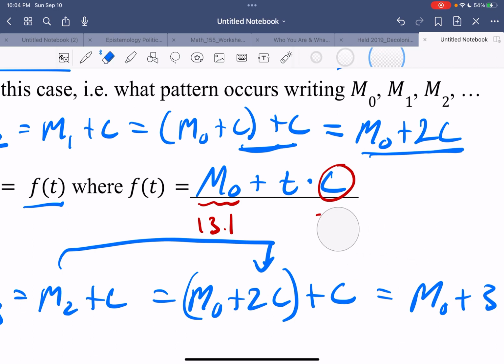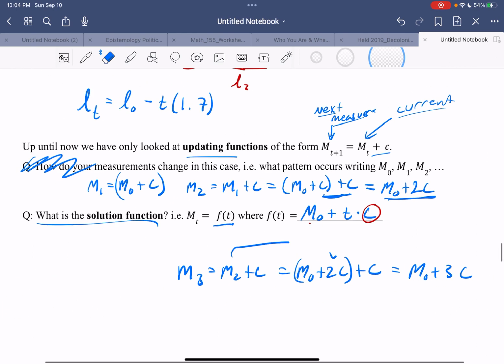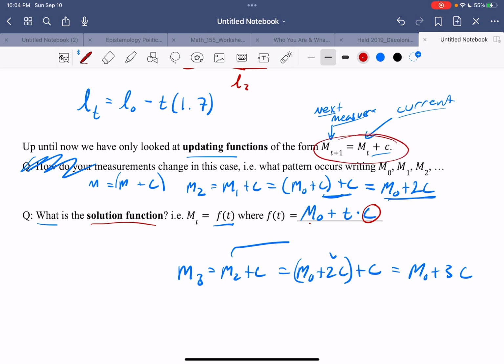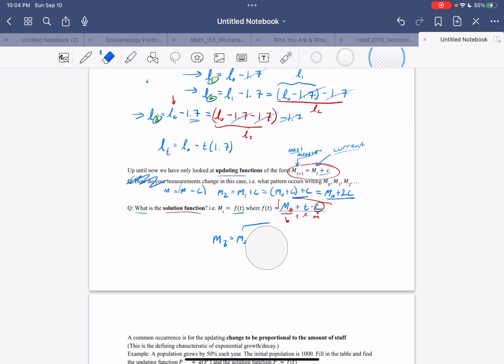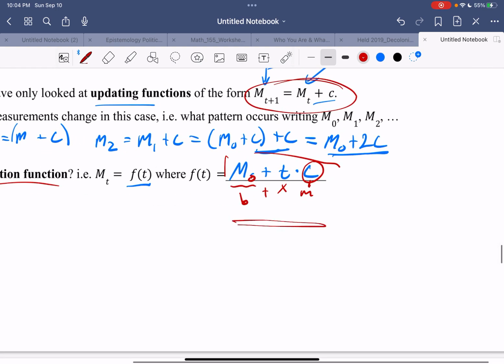And in general, the solution function, when your updating function has this form, it's going to be a line. It's sort of like mx plus b, but there's no x. We're using t. This is like an x, and c turns out to be m, and this thing here turns out to be b. Okay, it's mx plus b. It's a line. We're just introducing so many new names, but I promise it's not new ideas in the sense of this is the equation of a line.